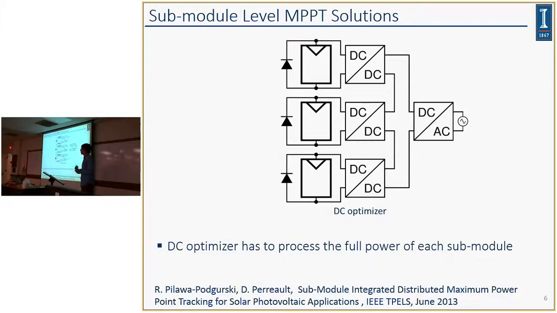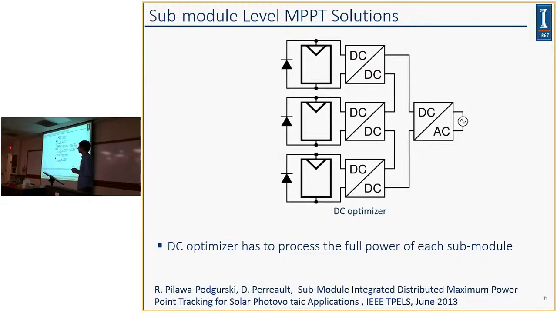And a more viable solution nowadays is DC optimizer, which I'm showing here. So basically, DC optimizer is inserted between each submodule and the entire string to ensure that DC optimizer can perform submodule level maximum power tracking. And here I'm showing an excellent example of submodule level DC optimizer.